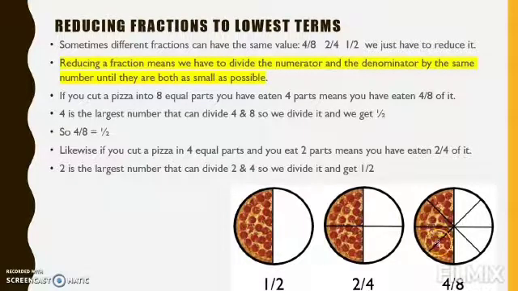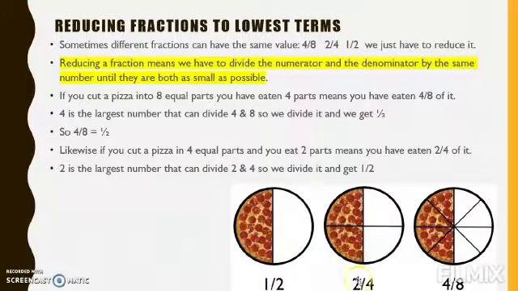But how is 4 upon 8 half? Let me tell you. 4 upon 8 can be reduced or simplified. Reducing a fraction means we have to divide the numerator and the denominator by the same number until they are both as small as possible. So this is the smallest possible fraction. How did we find that? 4 and 8 both have a common factor of 4. So 4 divided by 4 is 1 and 8 divided by 4 is 2. So 4 upon 8 can be written as 1 upon 2.